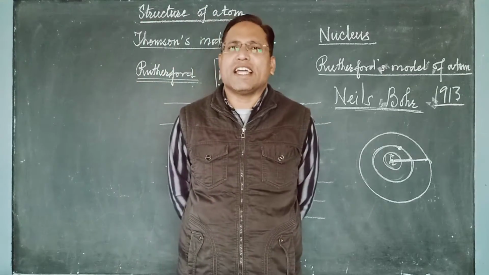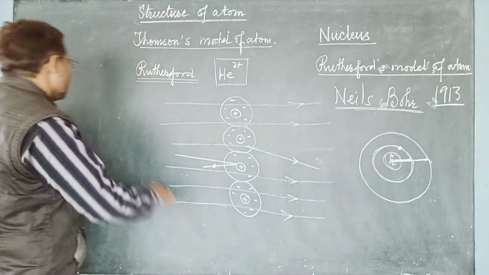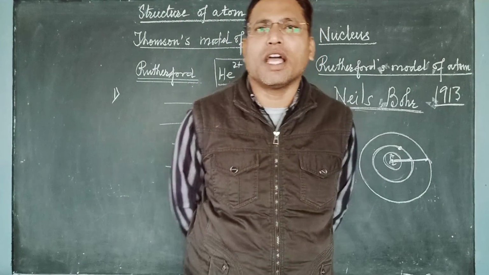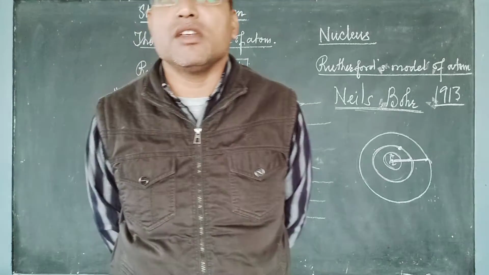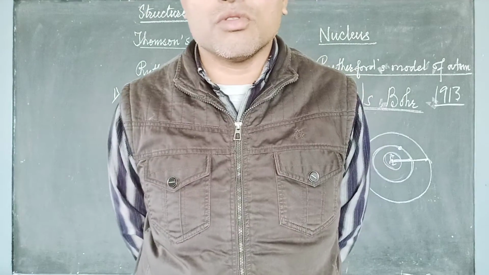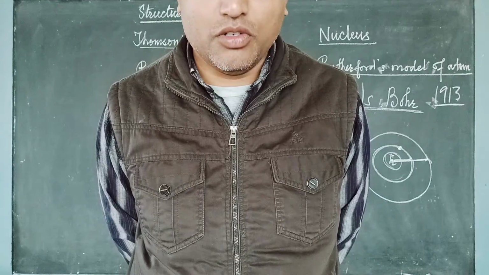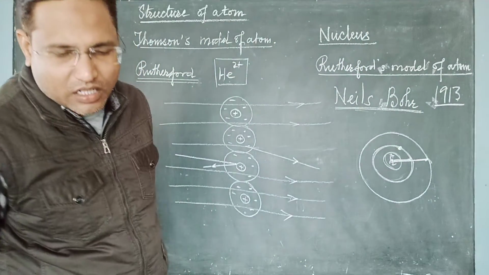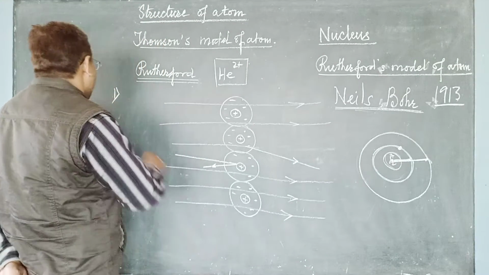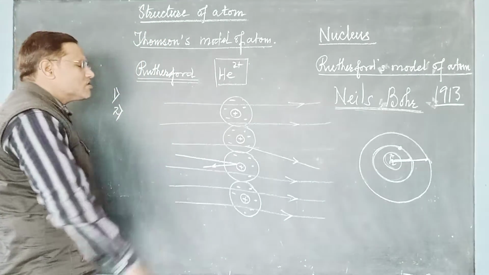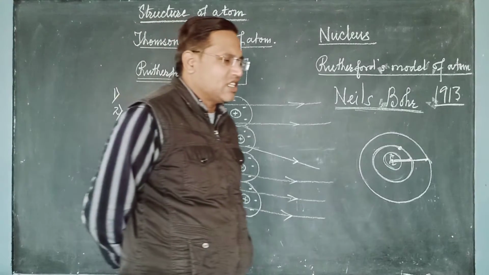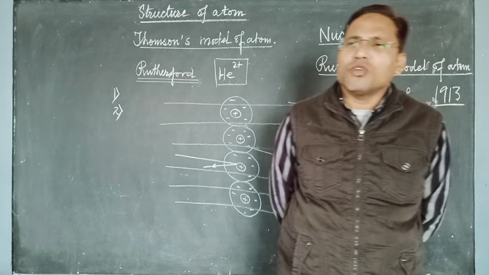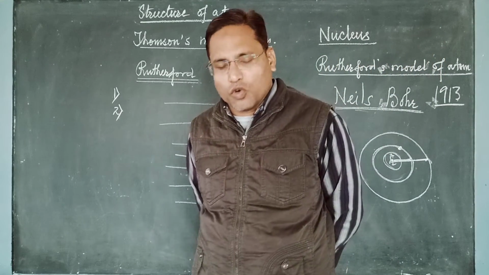In point number 1, he told that an atom consists of electrons, protons and neutrons. That means in an atom there are electrons, protons and neutrons. Next he told that the protons and the neutrons are located in the nucleus, and the nucleus is positively charged as a whole.